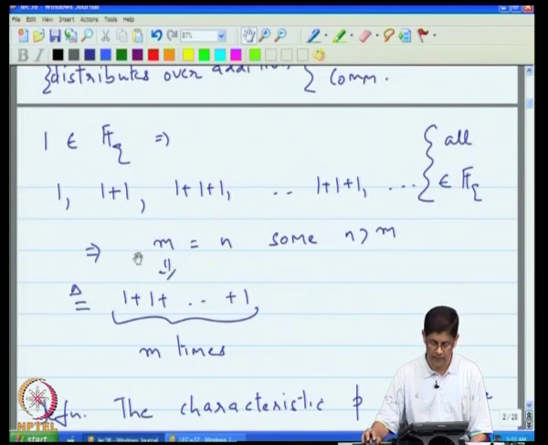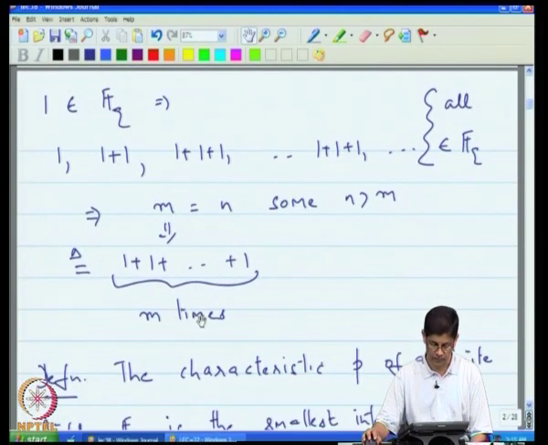So, let us say that m is equal to n, and without loss of generality we can assume that n is greater than m. Now, just keep in mind that when I write m, what I really mean is 1 plus 1 plus 1, m times.